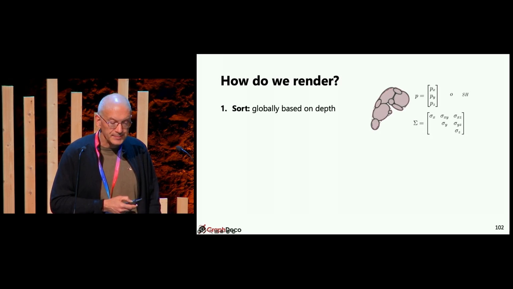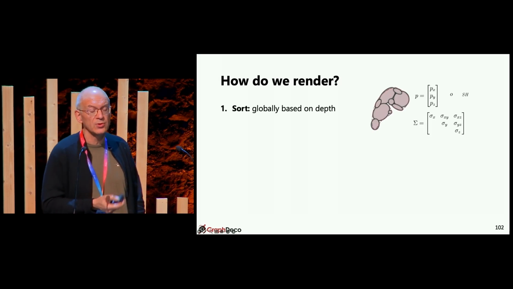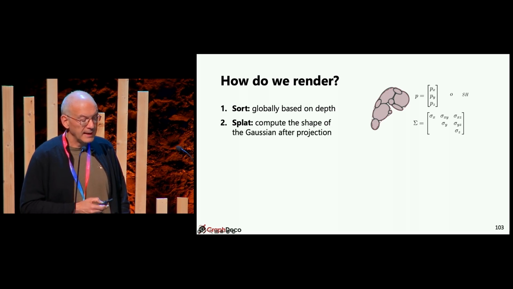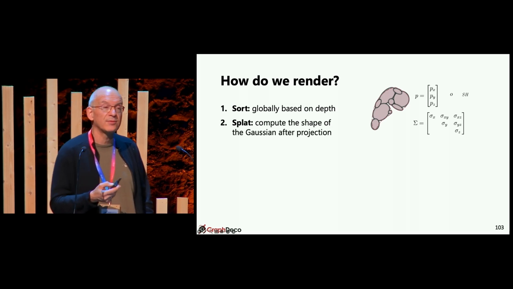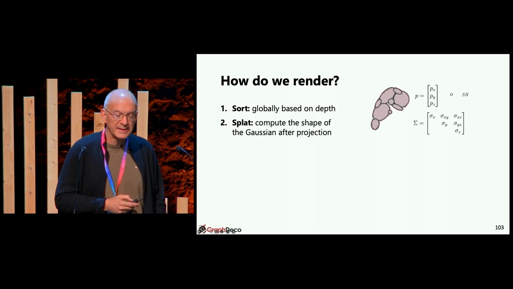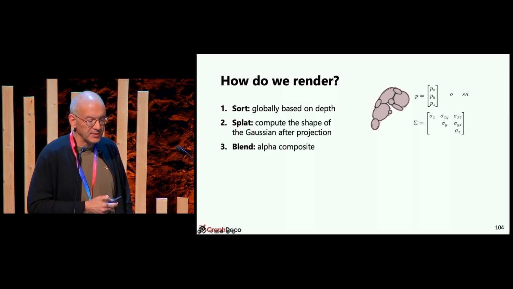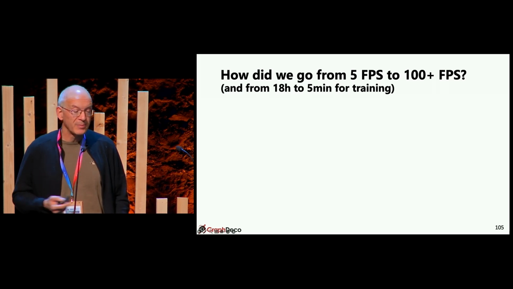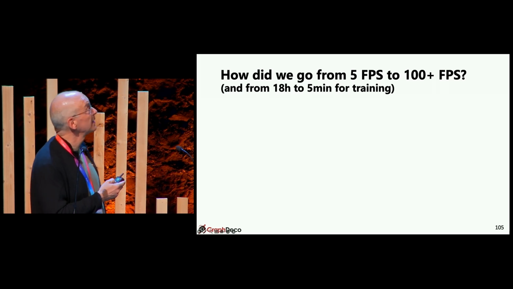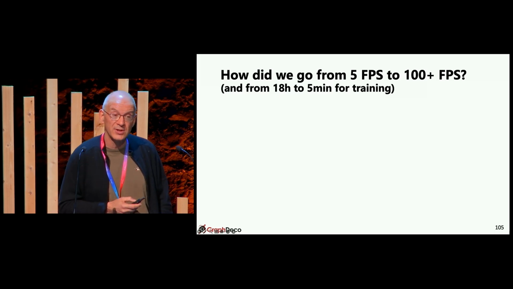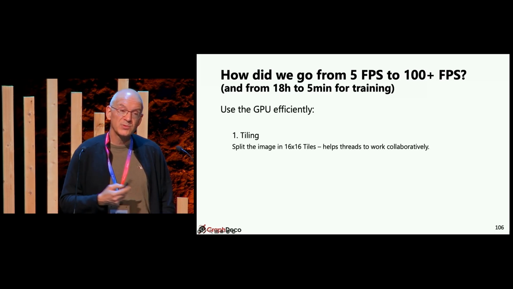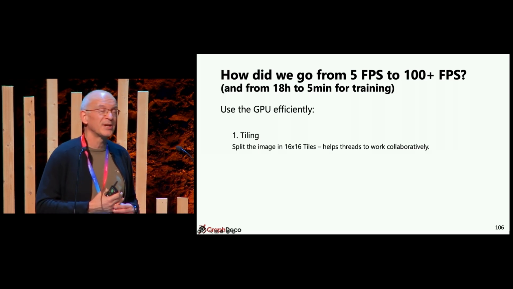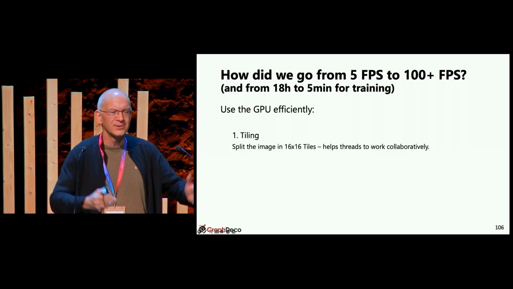So how do we render? Well, the first thing you need to do is sort globally on depth, because you need to do this back to front blending step, and then you need to splat, so you take the 3D primitive that you splat into the screen, and then you blend using alpha compositing. So how did we go from 5 frames per second to 100+ frames per second, and most importantly, from 18 hours to 5 minutes for training or optimization? So this was Bernard's expertise, and when he came into the group and we started working, we said, okay, this is our CUDA code, what do you think?